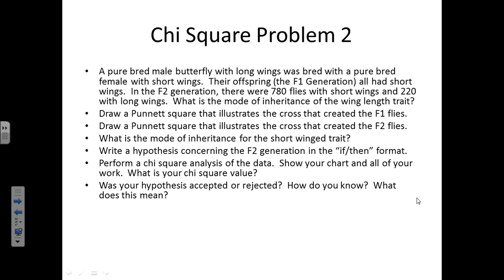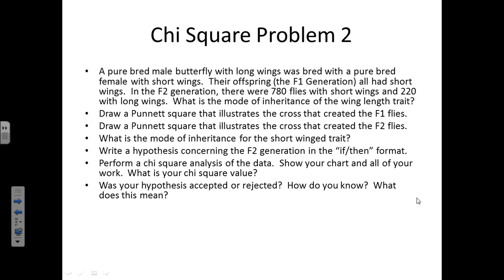All right, here's the chi-square problem. Let's go ahead and set this one up. All right, so a purebred male butterfly with long wings was bred with a purebred female with short wings. Their offspring, the F1 generation, all had short wings. In the F2 generation, there are 780 flies with short wings and 220 with long wings. What's the mode of inheritance of the wing length trait? Let's say short wing length trait.